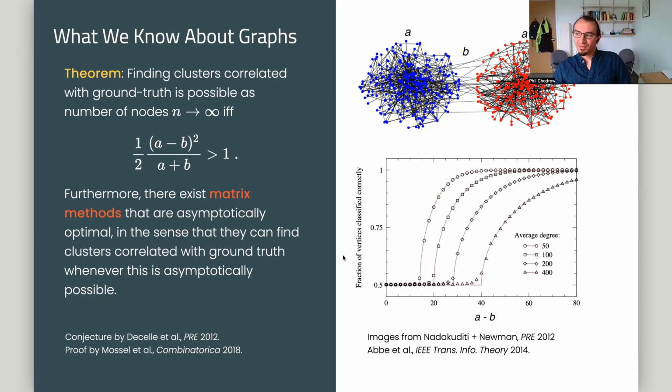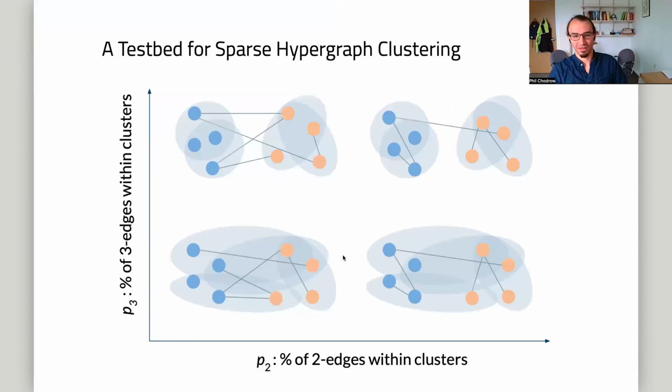To kick us off, I want to compare against another hypergraph clustering algorithm, and we're going to do it in a kind of theoretical synthetic test bed. So here's a synthetic test bed for hypergraph clustering. This is a parameterized model in which we have two parameters, P2 and P3. P2 is the fraction of two-edges that are going to join nodes in the same cluster to each other. P3 is the fraction of three-edges that are going to join nodes in the same cluster to each other.